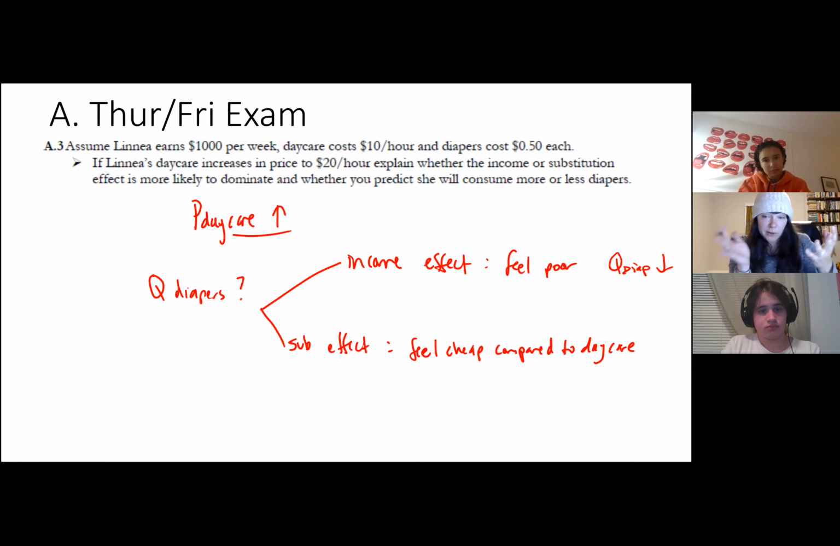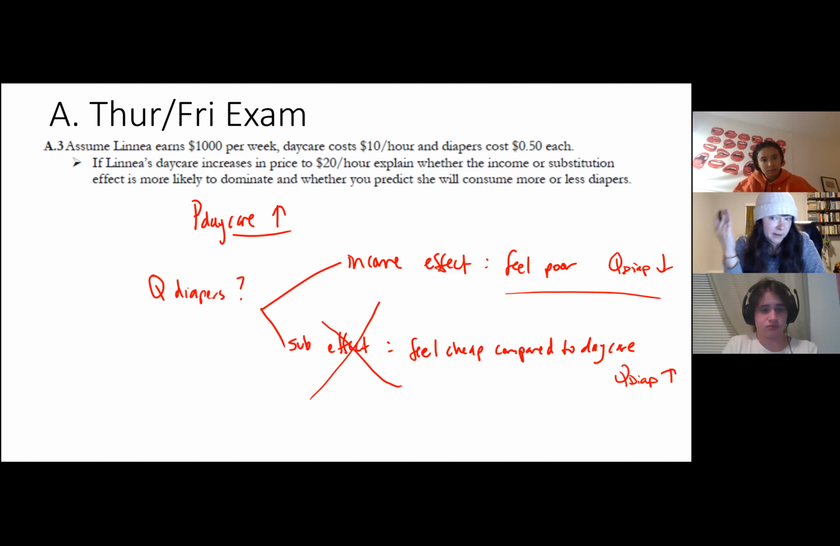Like if they were close substitutes, then daycare getting more expensive might make you buy a lot more diapers. The idea here is you might buy more because diapers feel so much cheaper than daycare. I don't think this is going to be a big deal with diapers and daycare because they're not very close substitutes, right? So I think what's more likely to dominate is this one. So you start cutting corners on diapers. You're like, I'm spending so much for daycare, y'all better provide diapers, something like that.